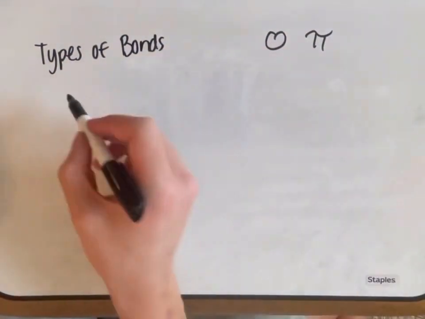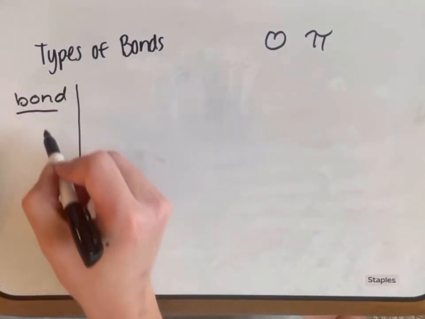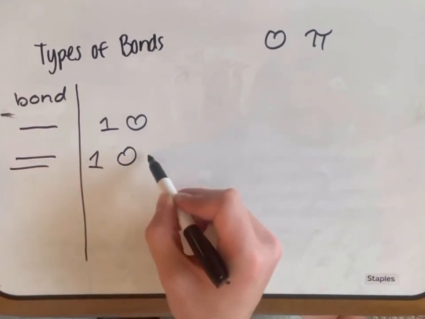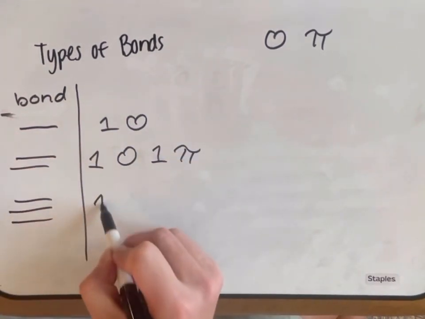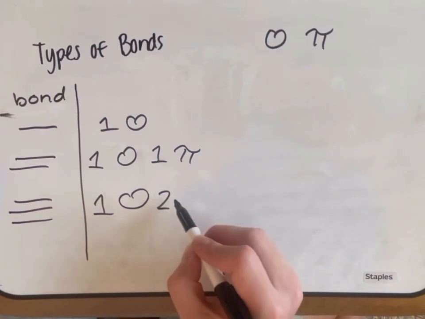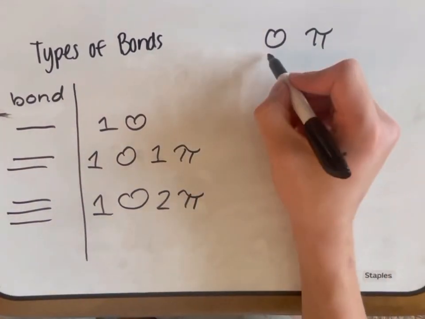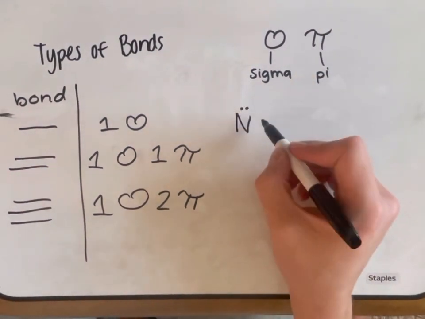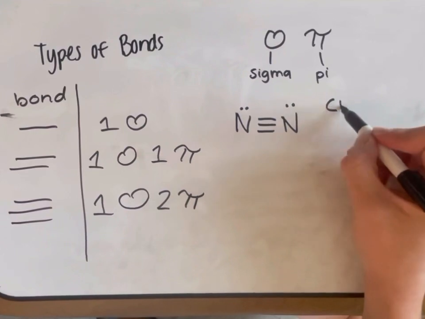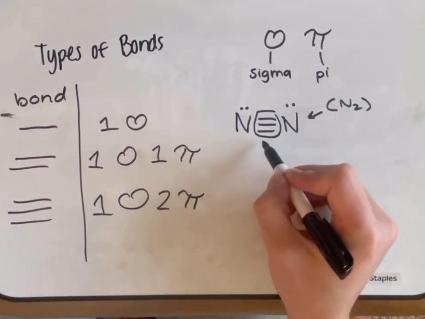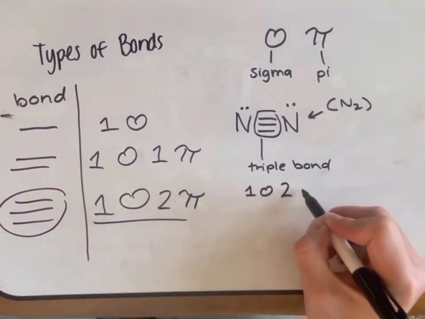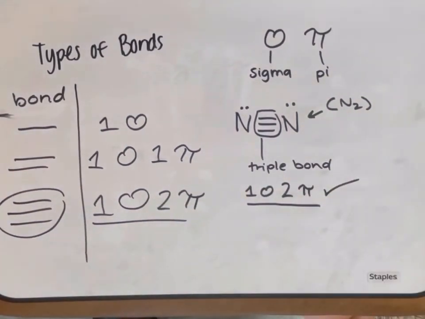Anyways, let's go into types of bonds. This is pretty simple, honestly. We have pi bonds and sigma bonds. If it's a single bond, it's just going to be a single sigma bond. If it's a double bond, it's going to be a sigma and a pi bond. And if it's a triple bond, it's going to be a sigma and 2 pi bonds. So in N2, or nitrogen gas, we see there's a triple bond here, which means there's going to be 1 sigma bond and 2 pi bonds. Pretty simple. All right, moving on.